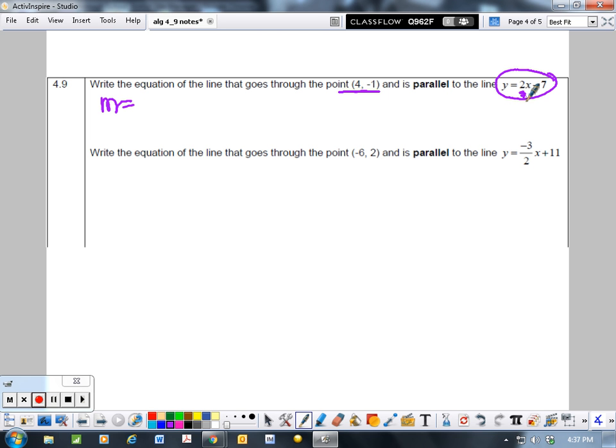Well, my slope is 2. So over here, my slope is going to be 2. My point is 4, -1. Now I can write the equation of my line. So y minus the y value of my point equals m times x minus the x value of my point. I take care of my double negatives, and there's my equation.